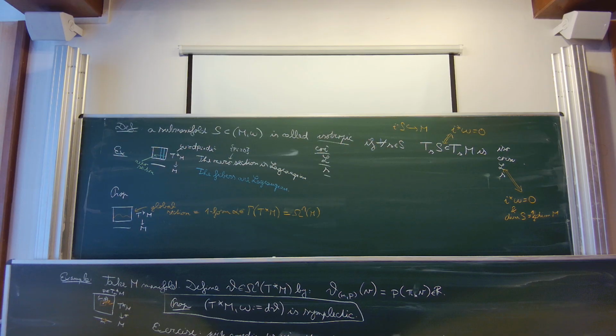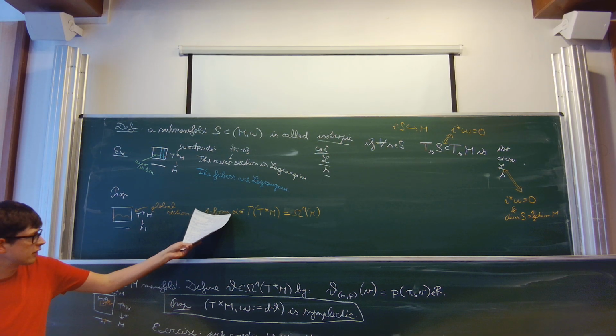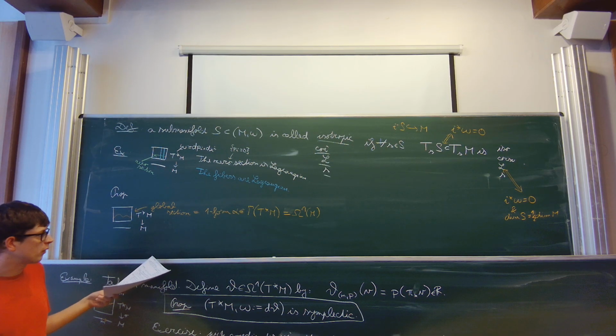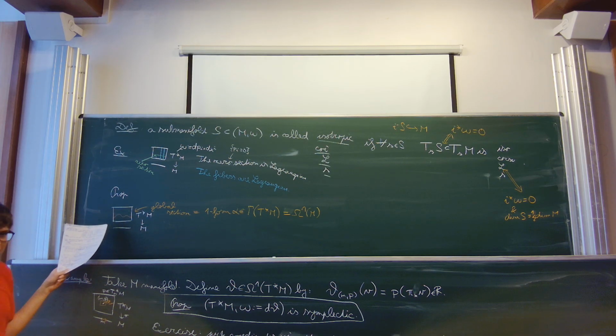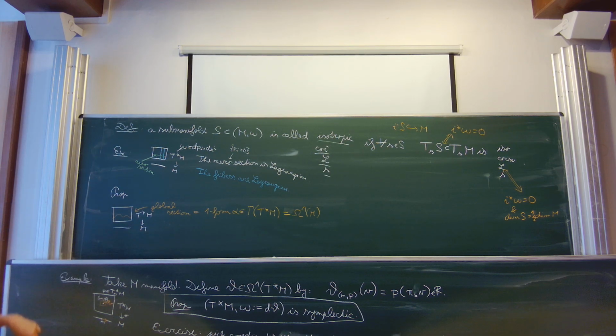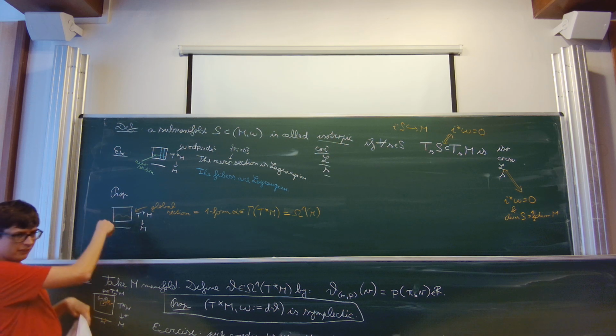Okay, so for instance, what happens if I take the one form alpha to be 0? What is the corresponding subspace? The 0 section. Thank you. So that's this example here, the green one. But more generally, I get something wobbly.